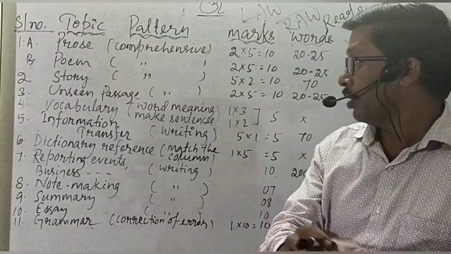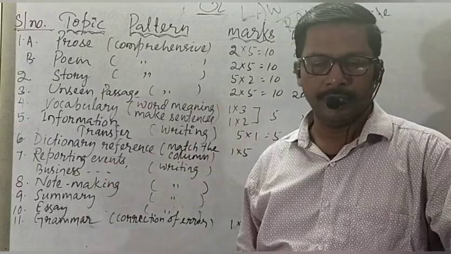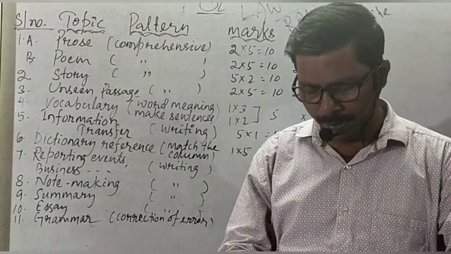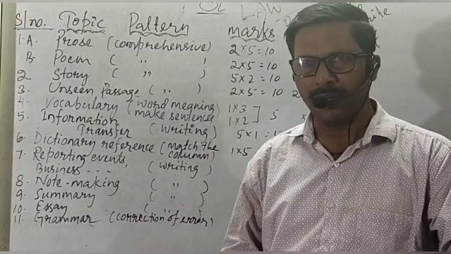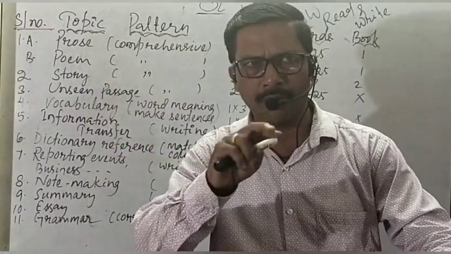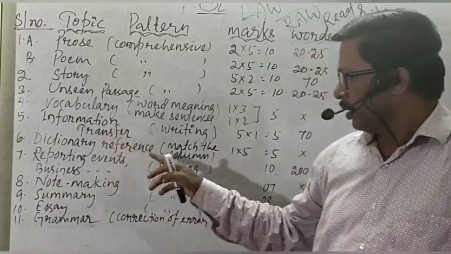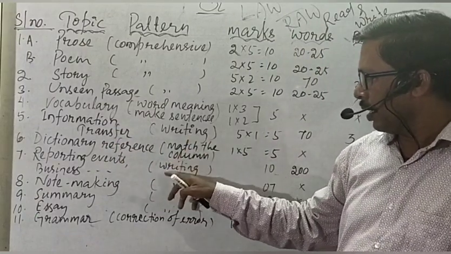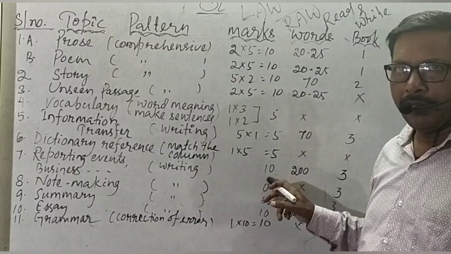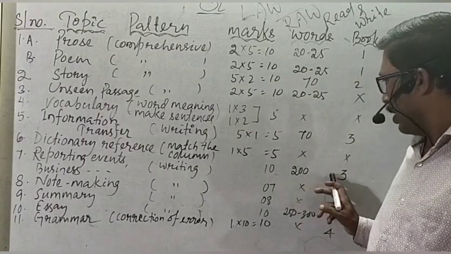Now come to number 7. Reporting events or business report. 2 questions will be there. Either news reporting or business or magazine or official. Out of these 4 types, 2 questions will be there, and you will attempt 1. This is the writing pattern, and here number 7 is writing, 10 marks, and this 10 marks needs to be answered in about 200 words, and that is from book 3.